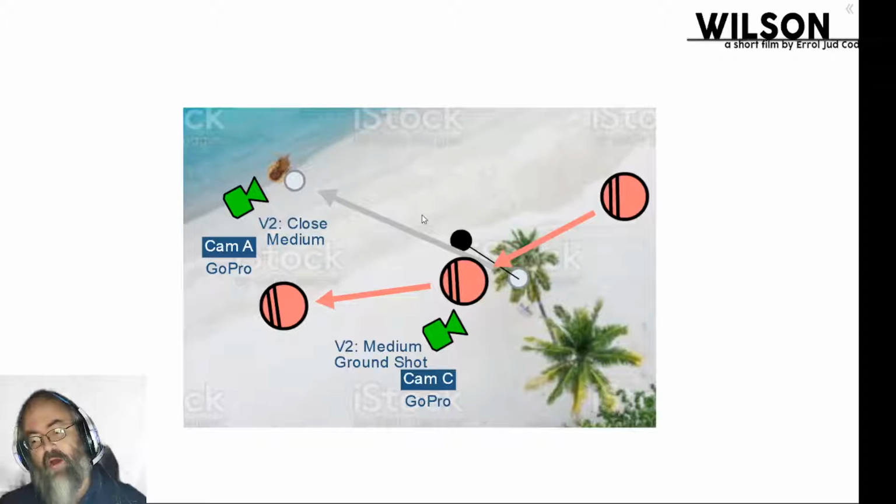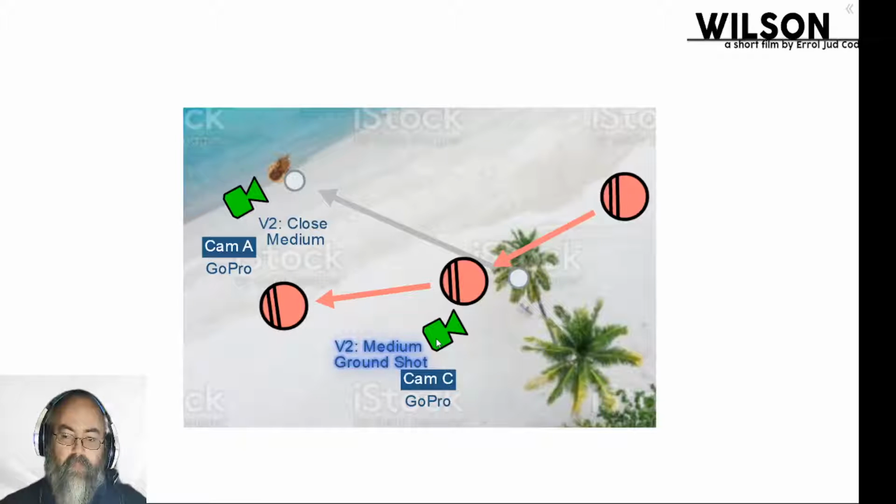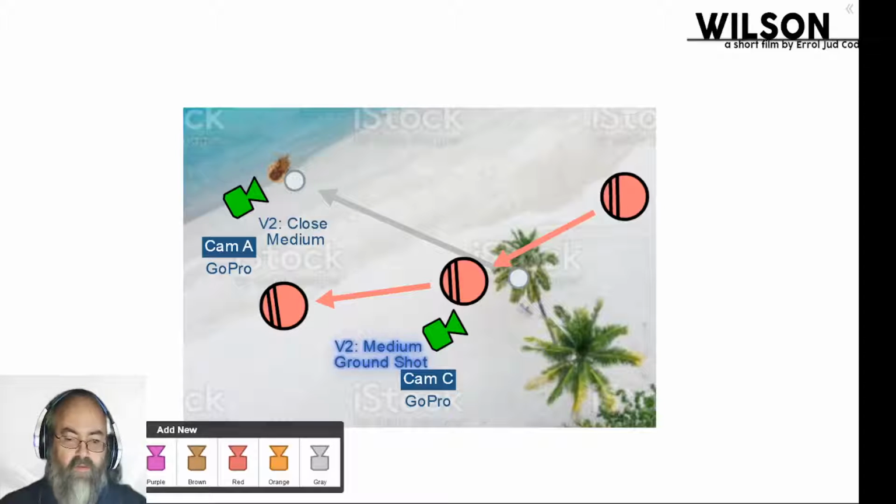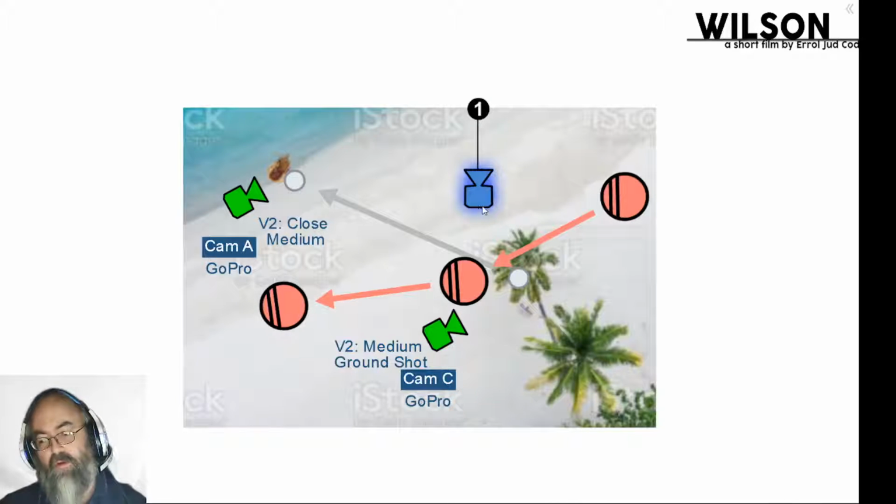And as it drops, it's then going to cut to the rolling. So that can then be an actual camera A. So that would be my DSLR. So then if I create my DSLR, I have it marked as the blue.